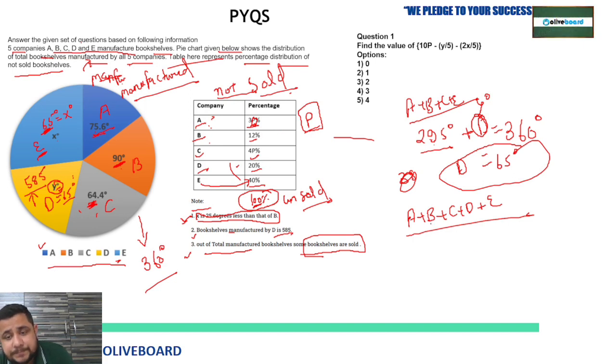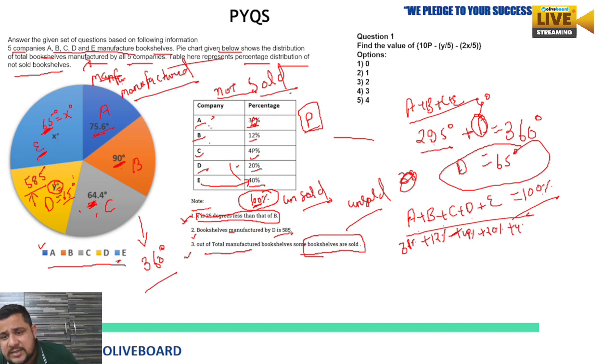Yes, we can compare this. A plus B plus C plus D plus E. We are talking about unsold books, equal to 100% unsold. So we know that A is 3p% plus B is 12%, C is 4p%, D is 20%, E is 40%, equal to 100%. Now if we look at this 12% plus 20 plus 40, it will become 72% plus 7p% equal to 100%. So definitely this 7p% is equal to 28%.